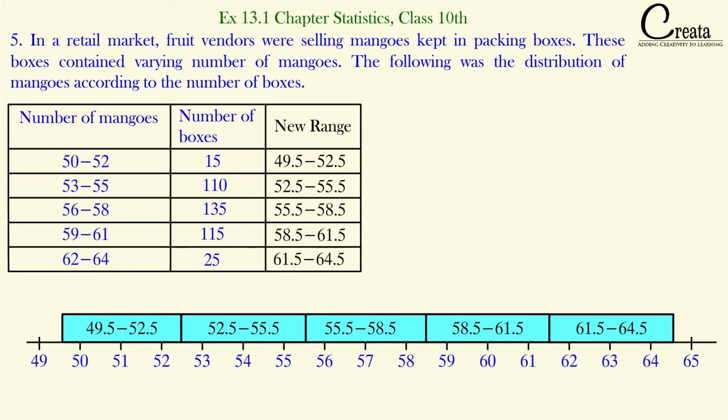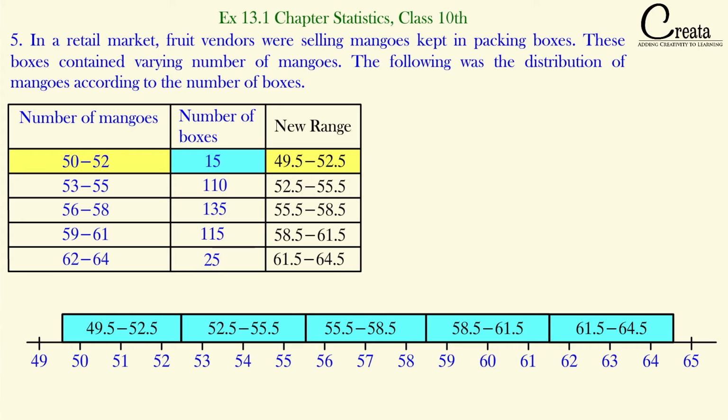Note that this will not affect anything in the data. The entity of the data will remain the same. For example, 15 boxes have the number of mangoes in the range of 50 to 52.